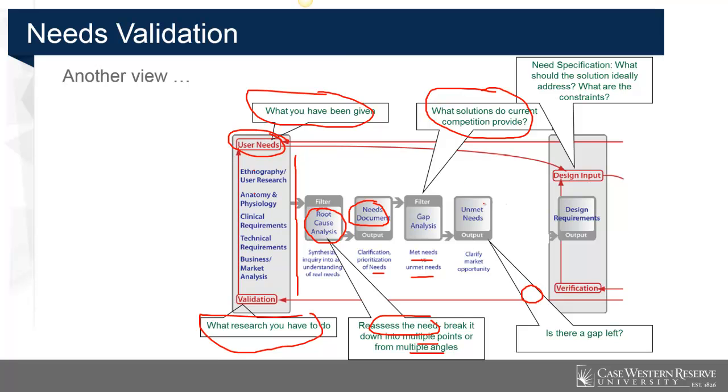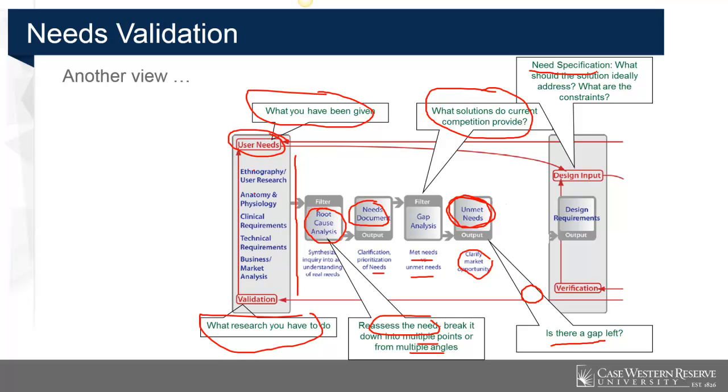This is a critical part. If we get into unmet needs, then of course we want to clarify the market opportunity and ask ourselves, is there a gap left? If there is a gap left after we've identified this unmet need, then there's probably a little bit more work to do. But basically, the focus is not to solve a problem that already exists, but to really identify and focus on the unmet needs.